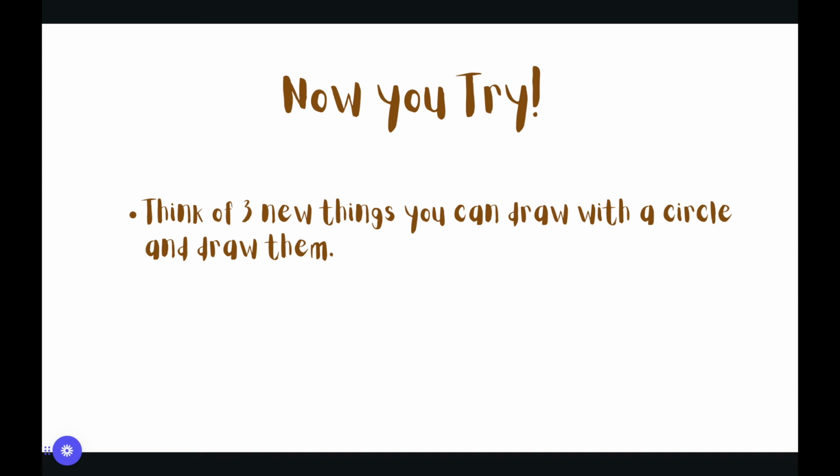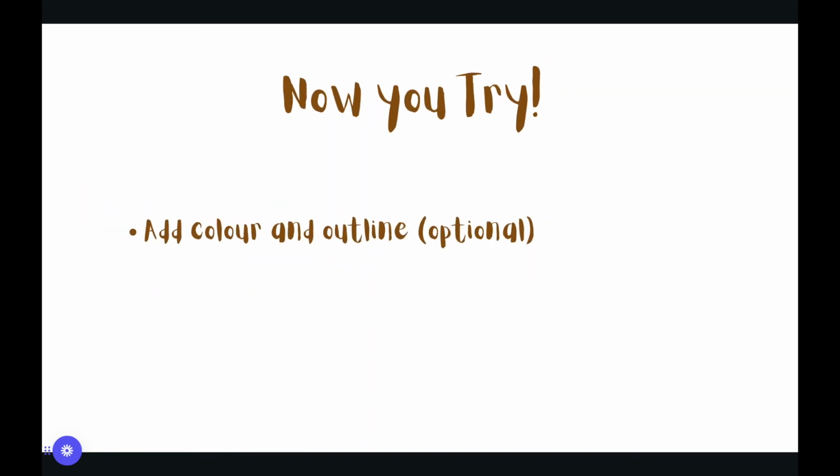Maybe you're going to draw a pair of glasses. Maybe you're going to draw a watermelon. What else can you draw with a circle? So you'll have a total of at least 6 things drawn in your visual journal. And then you can add color and outline them with one of your Sharpie markers.